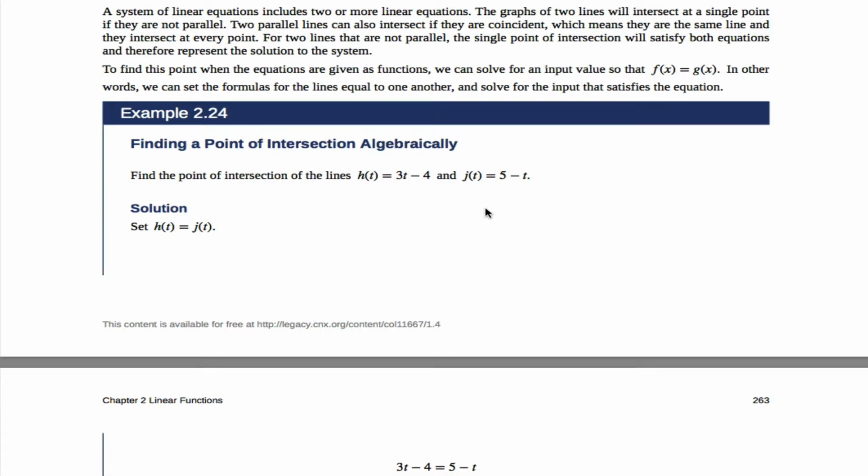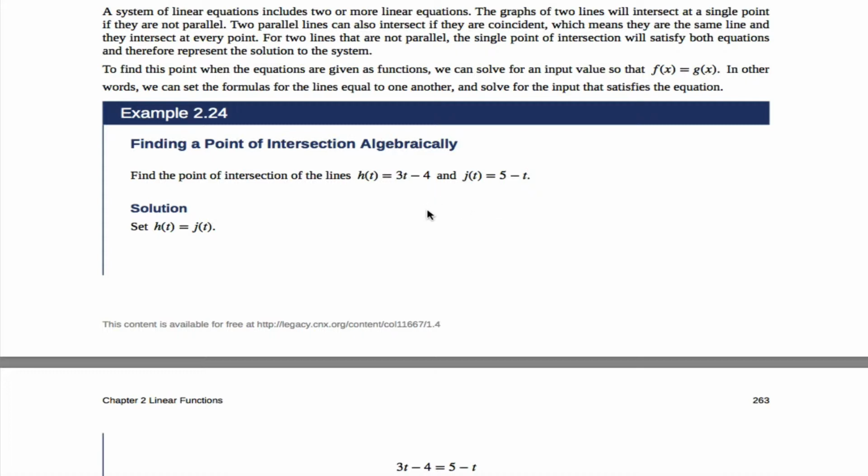All right, here's example 2.24. We're asked to find a point of intersection algebraically. Wow, okay. So here's one line here and here's another line here. And you're asked, where do they cross? And I guess you could graph them and see where they cross, but it does say algebraically, so what this problem has in mind is to do it without drawing the picture. Although we could draw the picture to check our answer.